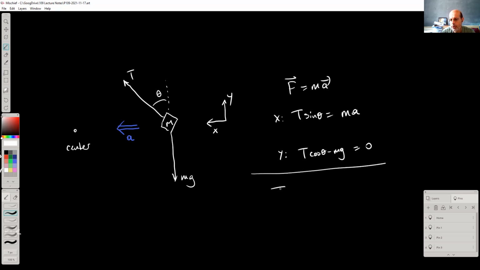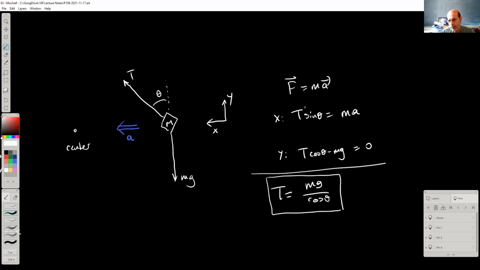Okay, so from here, we find the tension to be equal to mg divided by cosine theta. So that's one of the questions. We have found the answer. Somehow the vertical component of the tension cancels the weight force.